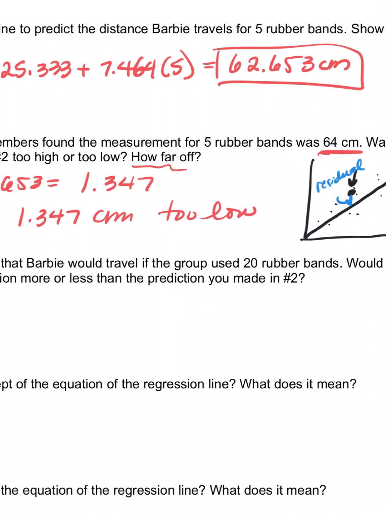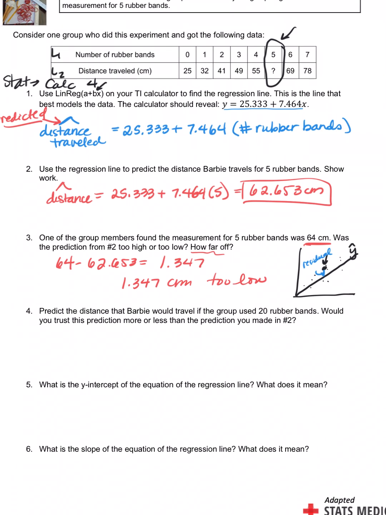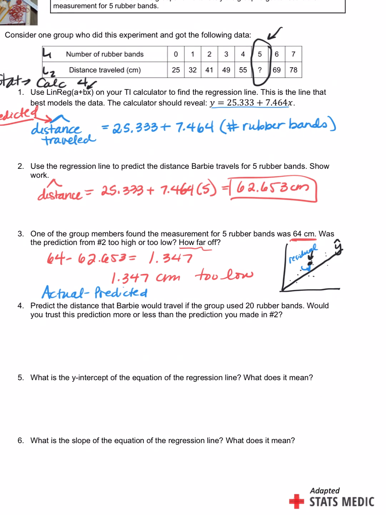Now, what you have to be careful of is you always do the actual minus predicted. It has to go in that order. Because sometimes, think about it, if that point was below that predicted line, my residual would be negative, wouldn't it?